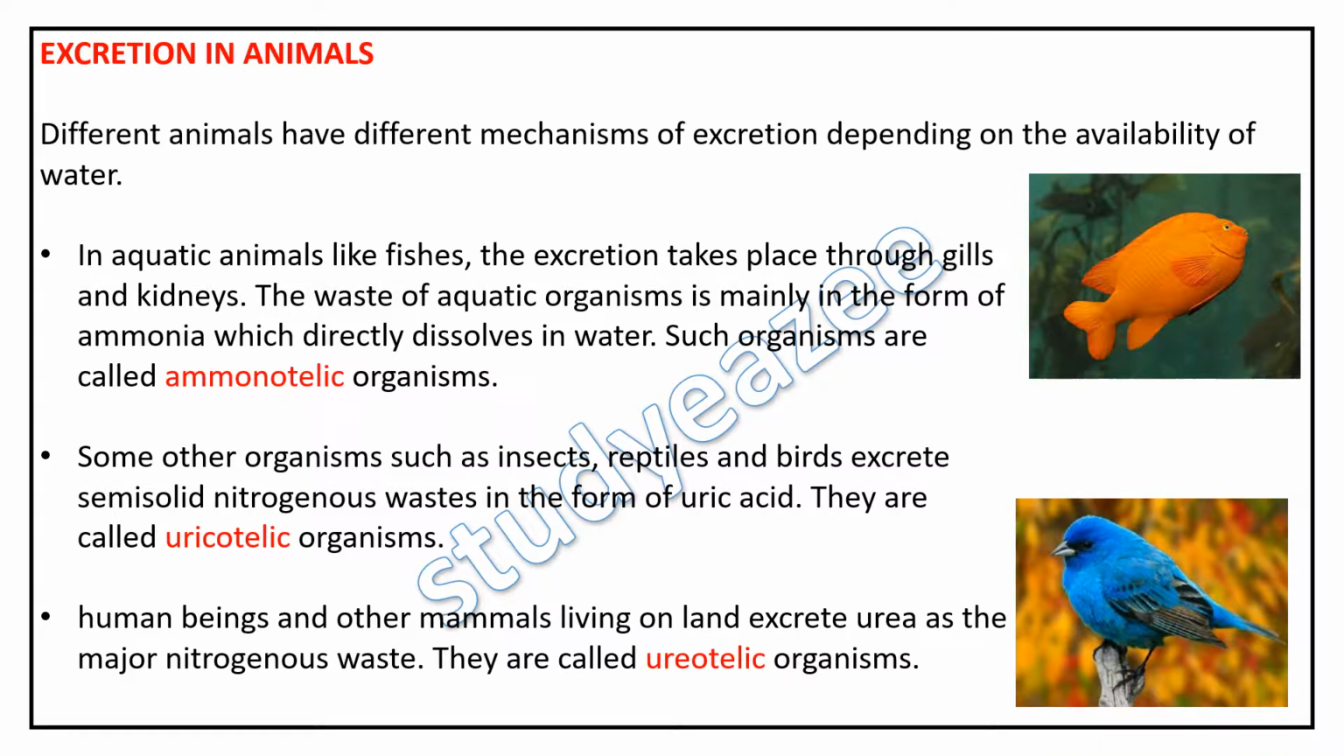Some other organisms such as insects, reptiles and birds excrete semi-solid nitrogenous waste in the form of uric acid. They are called uricotelic organisms. Human beings and other mammals living on land excrete urea as a major nitrogenous waste. They are called ureotelic organisms.